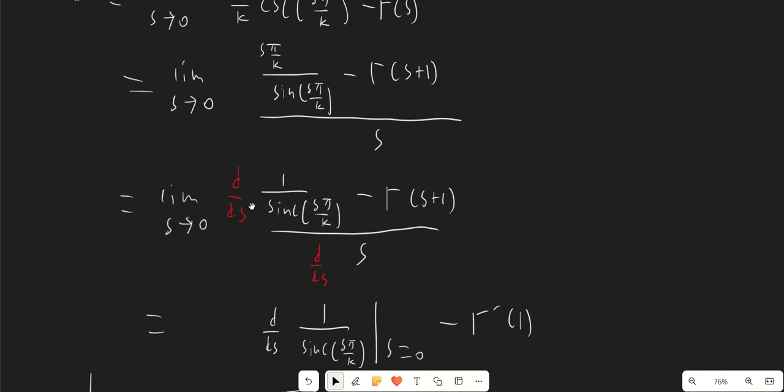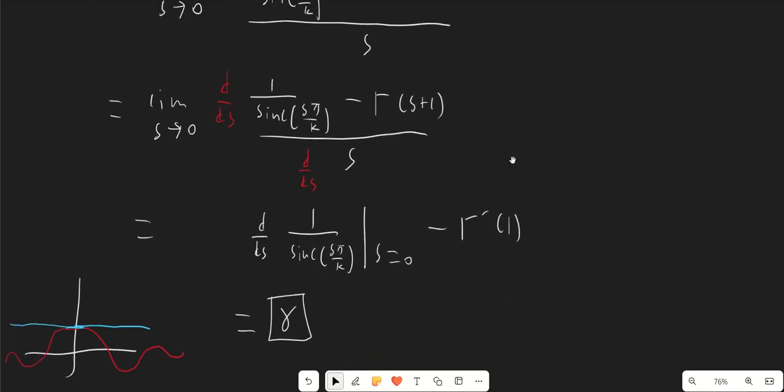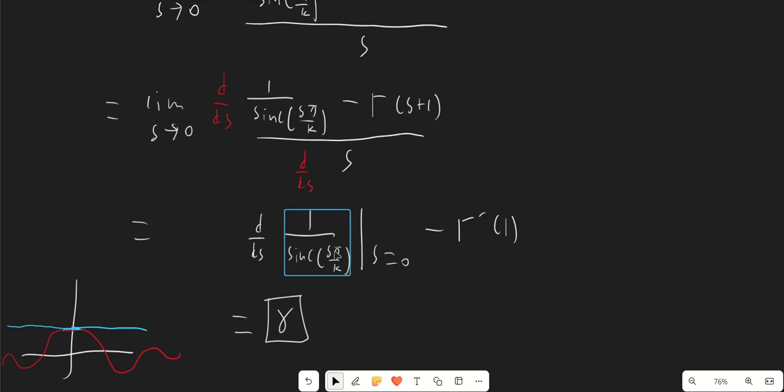And now we're going to differentiate on the top and bottom, and notice on the bottom we just have an s, so that's just going to become 1. On the top we have 1 over sinc of s pi over k minus gamma of s plus 1. And so what we're going to get is the derivative of 1 over sinc of s pi over k, evaluated at s equals 0, minus gamma prime of 1.